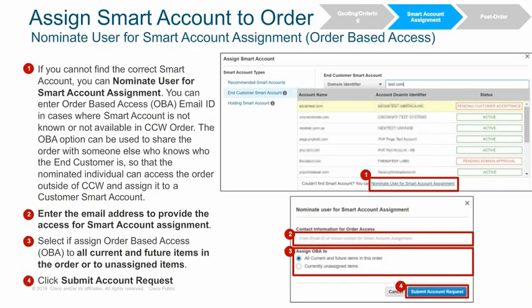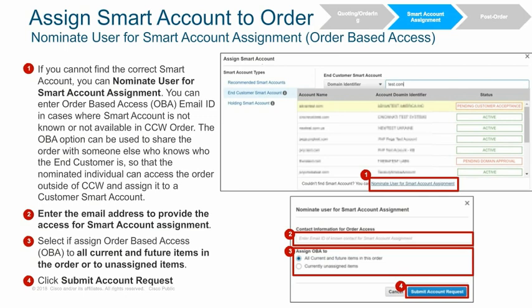You can now assign a Smart Account to an order via order-based access. Here, you can share the order with users outside of Cisco Commerce if they can identify the end customer Smart Account. If you cannot find the correct Smart Account, you can nominate a user for Smart Account assignment. This feature allows you to enter the order-based access email ID in cases where the Smart Account is not known or unavailable in your CCW order.